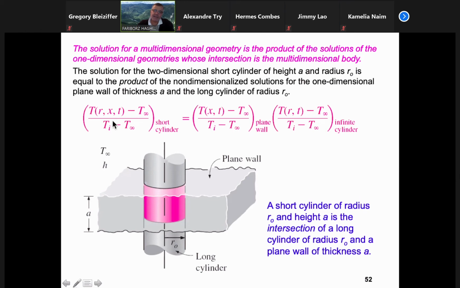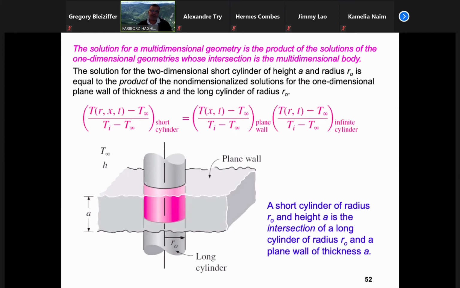And mathematically, you have done it before in EMA 243, okay? To find the solution for a small cylinder, it is the R direction and X direction. We are separating the variables into X and R, and then at the end, we multiply them together. Now we have a solution for the plane wall. We have a solution for the infinite cylinder. Therefore, if I multiply them together, I can find it for the short cylinder. This is a function of X, this is a function of R. Therefore, my product is a function at any radius, at any length, at any time, okay? That's the solution to that one, okay?